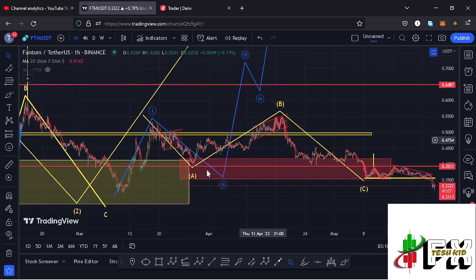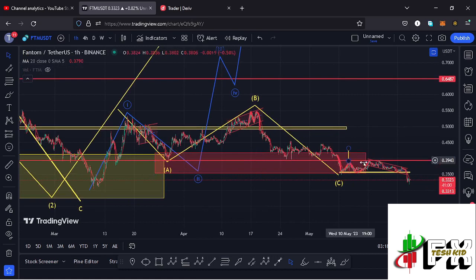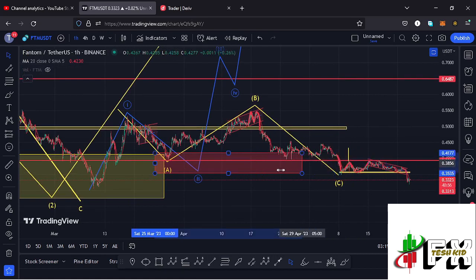Then we started a corrective structure in the formation of this wave 2, whose minimum target areas between the fib level 0.5 and the fib level 0.78 I have highlighted on the charts using this red target area, which is an area that we have now fully maximized.